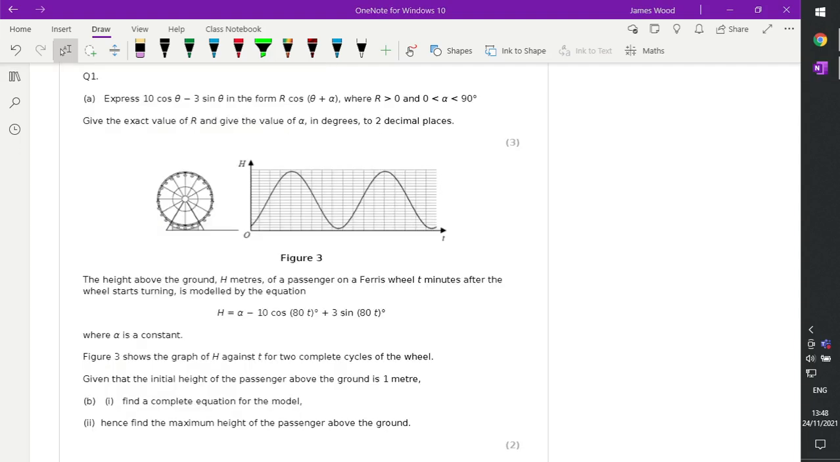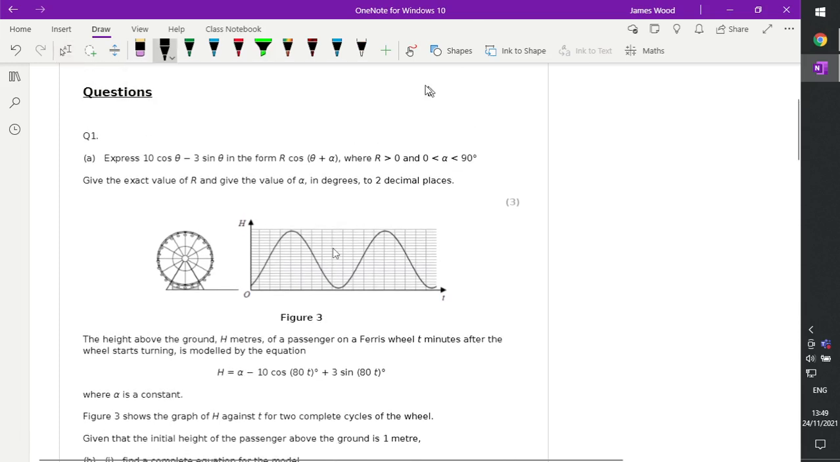What we're going to have a look at next is modelling with trigonometry. This is quite a typical example of the sort of problem you might come across. So here we have got the model of a Ferris wheel is what we're going to look at. Now the first part of the question is giving you a hint as to how we can model it. It says express 10 cos theta minus 3 sine theta in the form r cos (theta plus alpha). So we're going to do exactly the same method as we would do normally with this one.